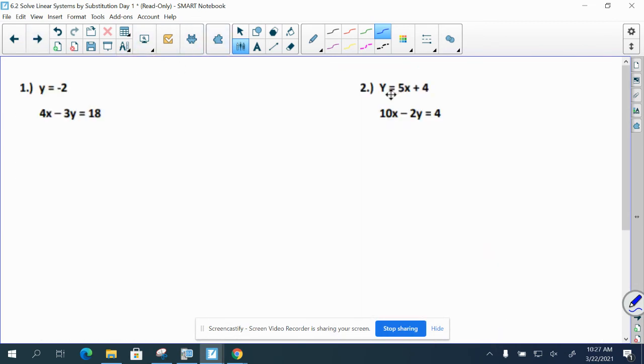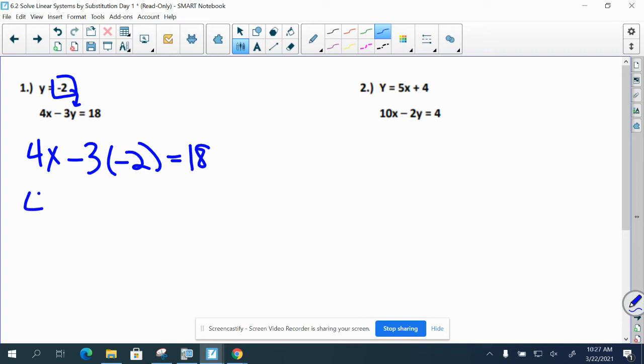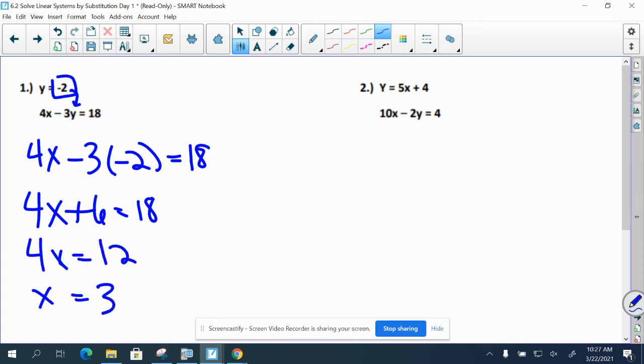Okay, and then I'll do a few more examples with you guys. So this is a basic one where you just plug in negative 2 for y into the other equation. So you'd get 4x minus 3 times negative 2 equals 18. So simplify. This would be plus 6 equals 18. Subtract 6. Divide by 4. And then if x is equal to 3, then your solution is 3 comma negative 2 because negative 2 is the y.